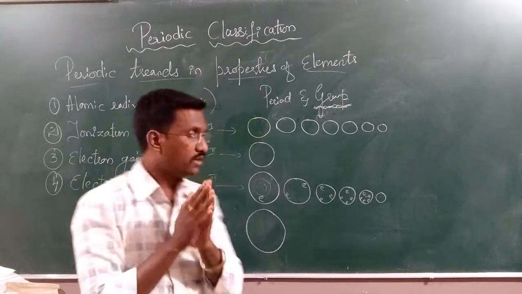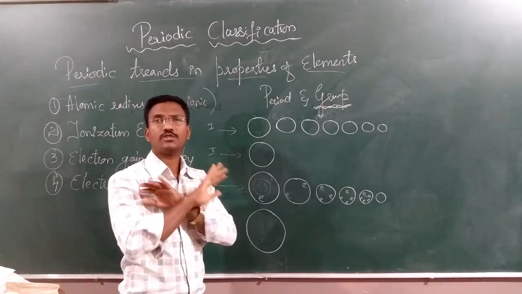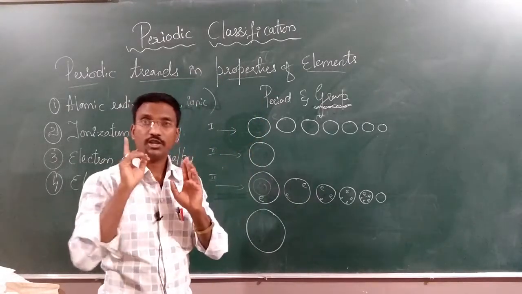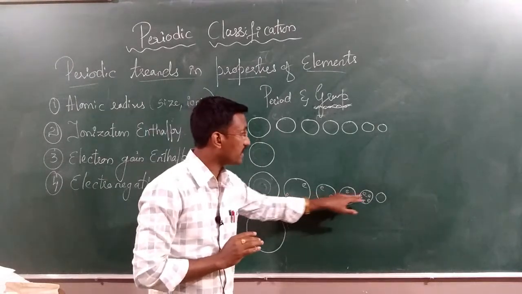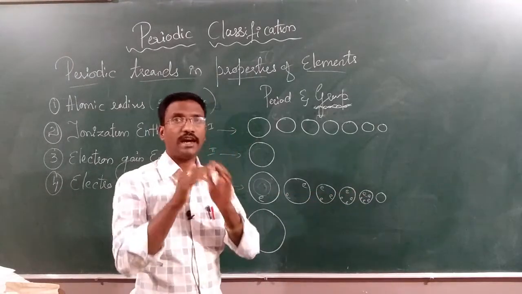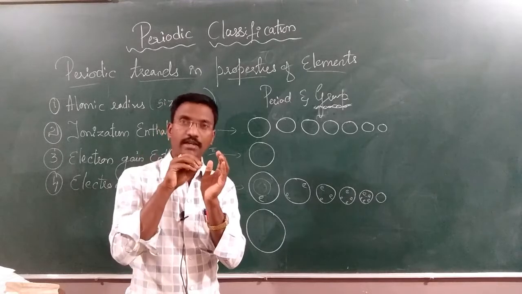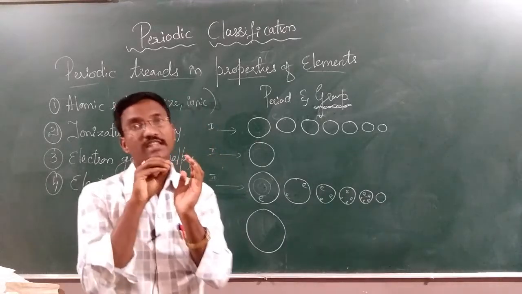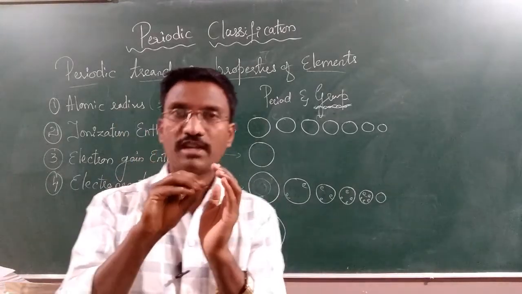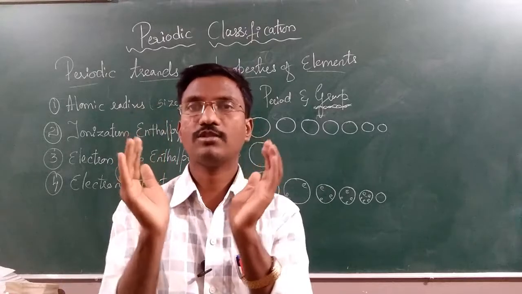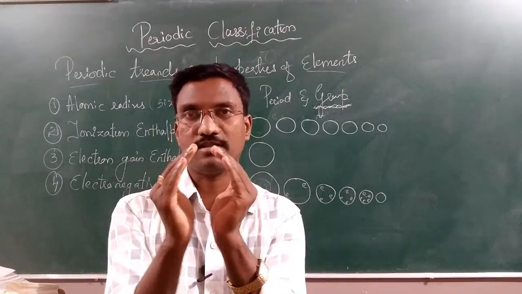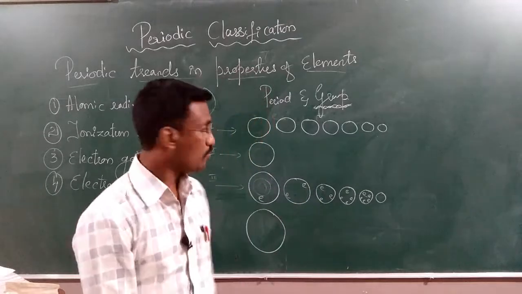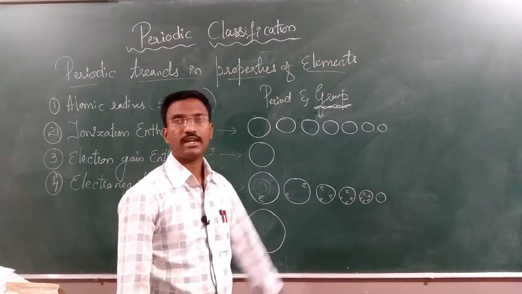Are you getting my point? There is no change in the shell. There is no addition or decrease in the shell. The shell remains the same. But as the number of electrons increases in a particular shell, the positively charged nucleus and the electrons both undergo attraction. For that reason, atomic size compresses as we move across the period. Are you getting my point?